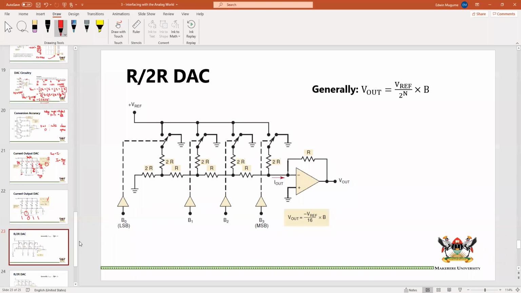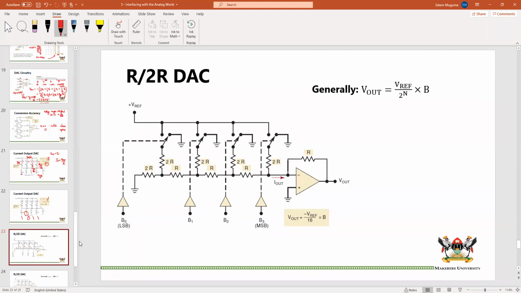If you have a large DAC, these are 4-bit DACs. If you have a 10-bit or 20-bit DAC, you're going to have a wide range of resistance values from say 1 kilo ohm to a few mega ohms. It is very difficult to fabricate resistances that are precise over such a wide range. And so these two, while they work, they have a problem.